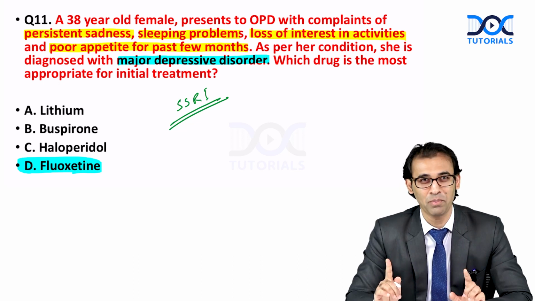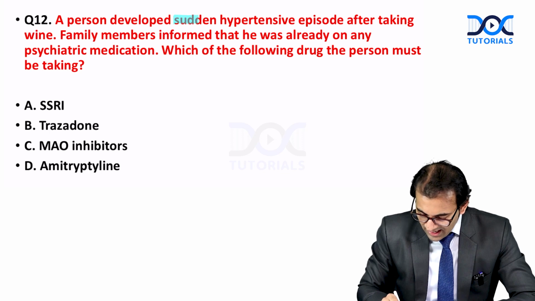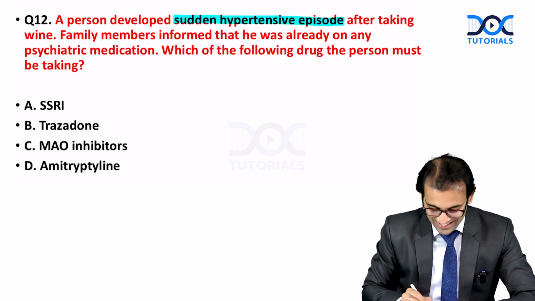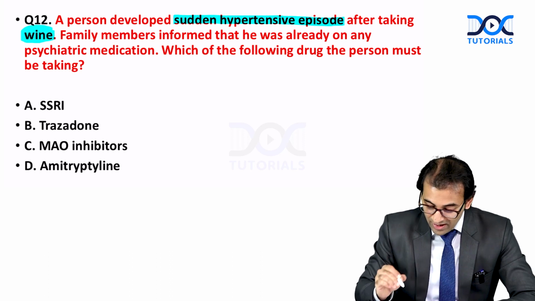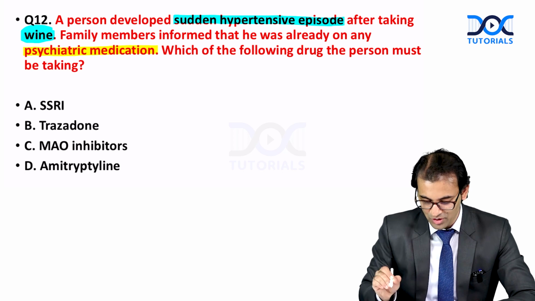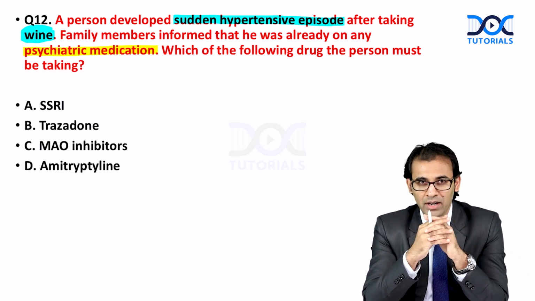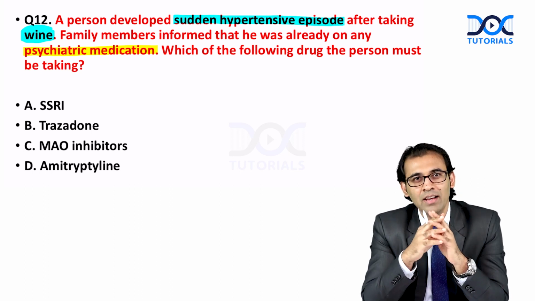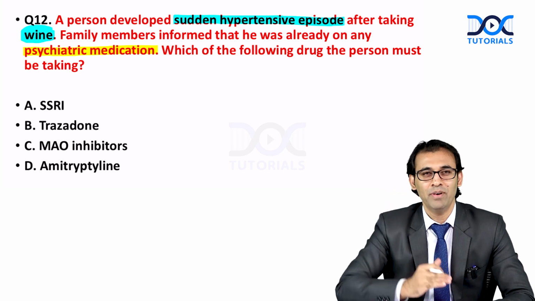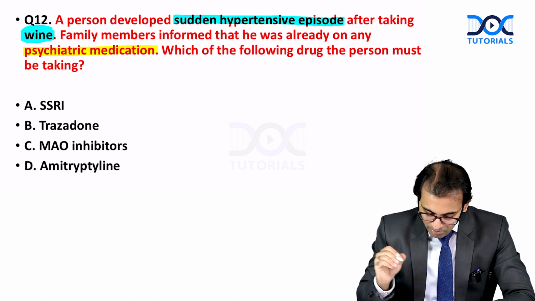I have taught you multiple times during the class. A person developed a sudden hypertensive episode after taking wine, red wine. Family members informed that he was already on some psychiatric medication. So what has happened with the patient? When he took red wine, suddenly he had an episode of severe hypertension. Remember, which of the following drugs must the person be taking?